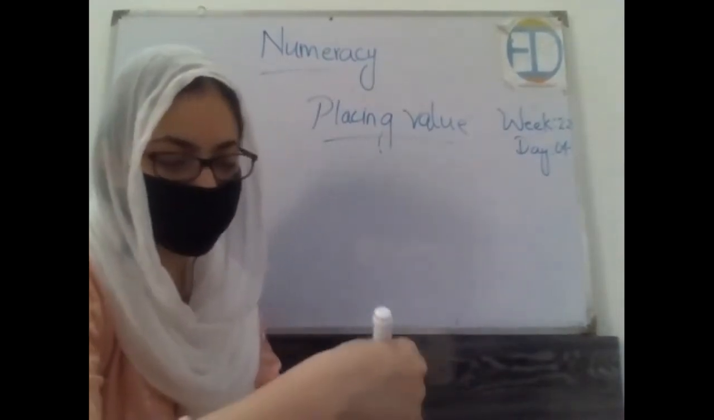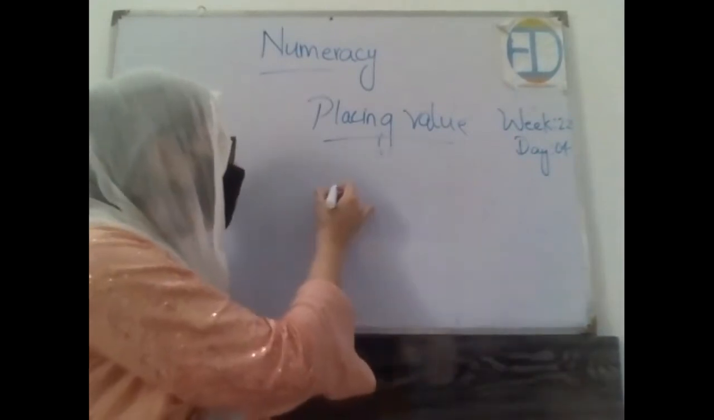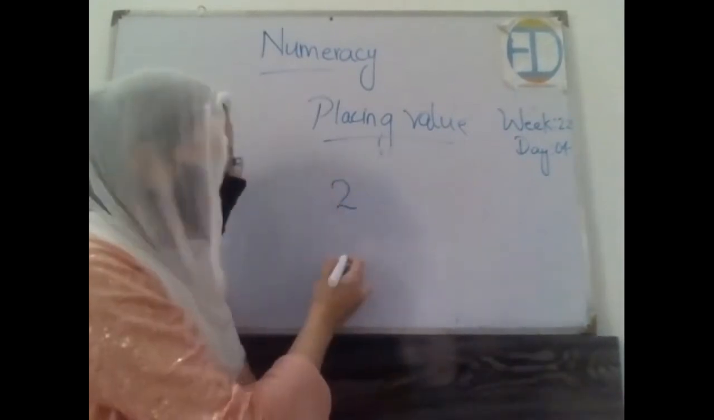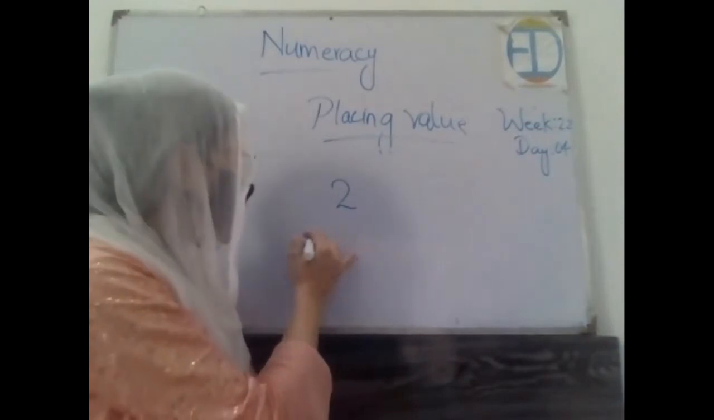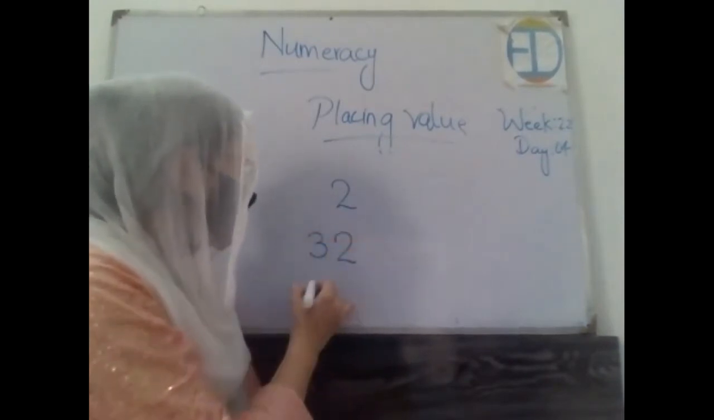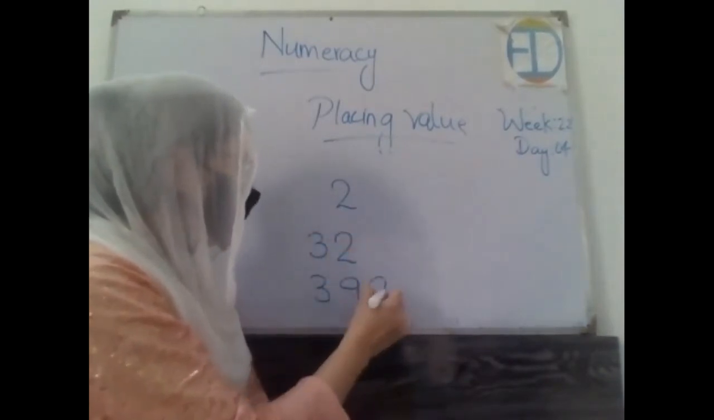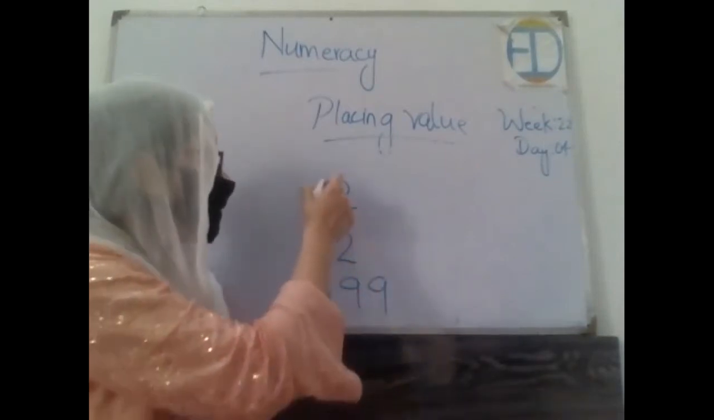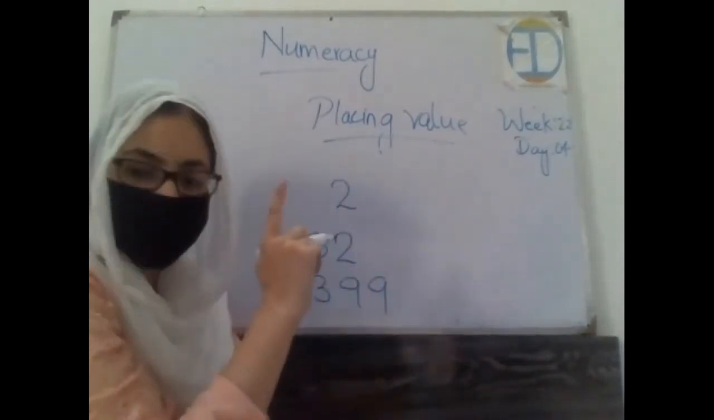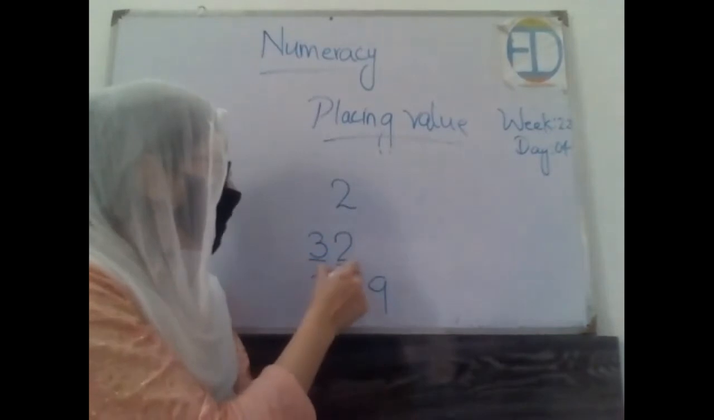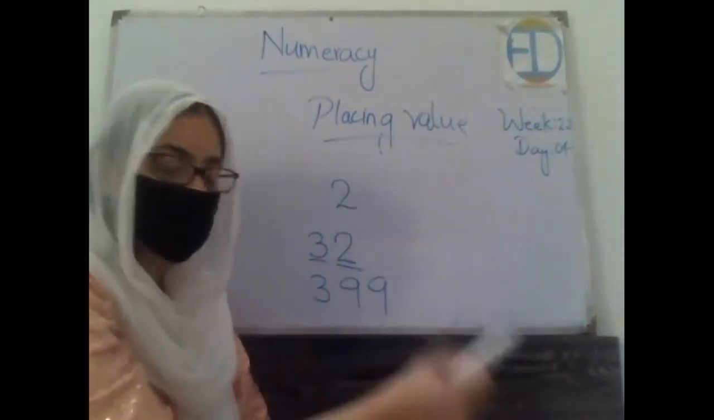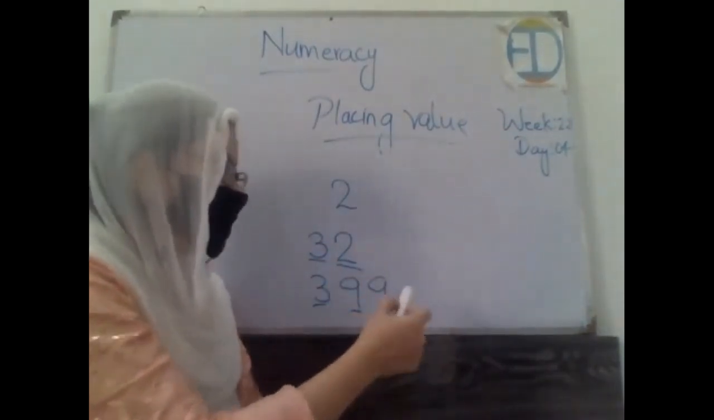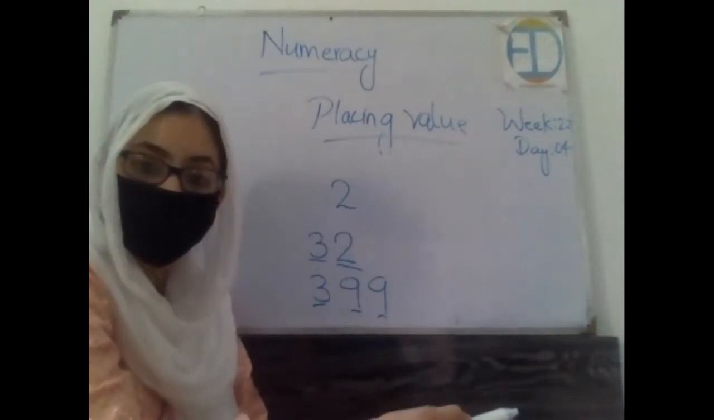It says that, let's say, this is a 1-digit number. The 2-digit number is 32 and the 3-digit is 399. Now 1-digit means that it is having only 1 digit in it. It has 2 digits, so this is a 2-digit number. It has 3 digits, so it is a 3-digit number.